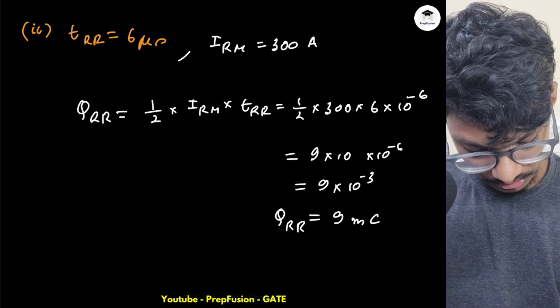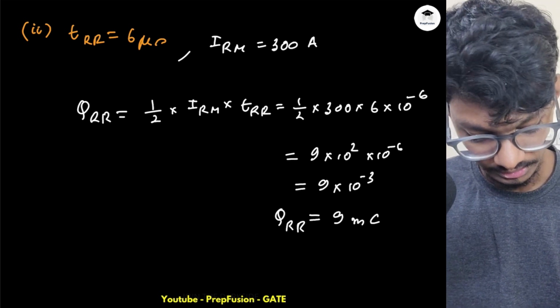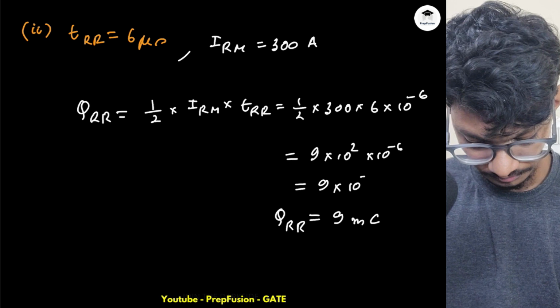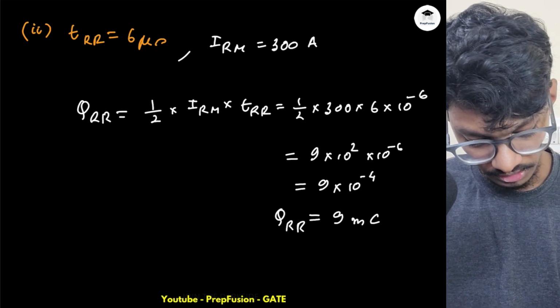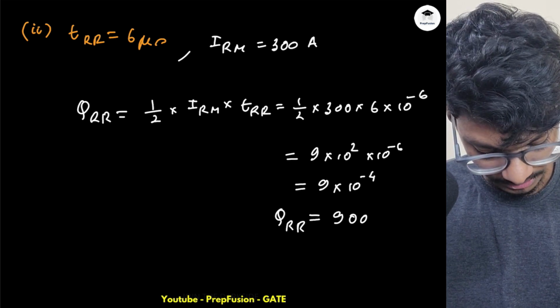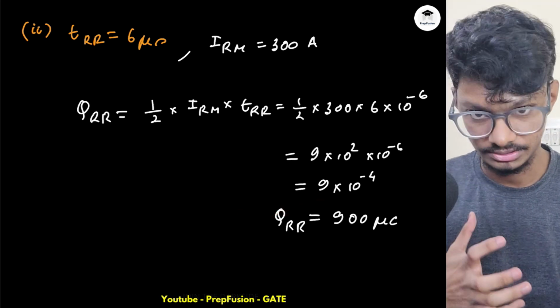This should be 900, right? This should be 900. So this should be 10 raised to the power minus 4. Okay, so I can write this as 900 micro as well, or 0.9 millicoulombs as well, whatever you want to write. So you can write this as 900 microcoulombs as well. So this will be your answer. This will be your reverse charge.